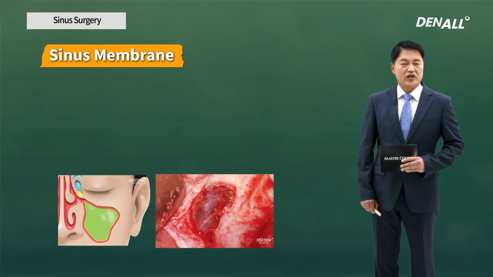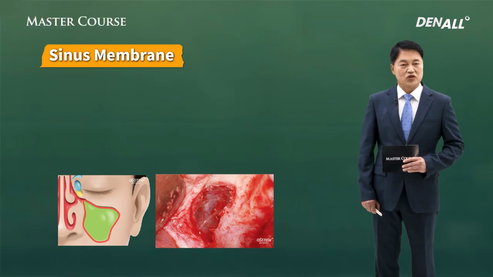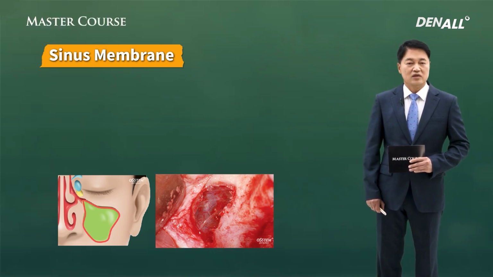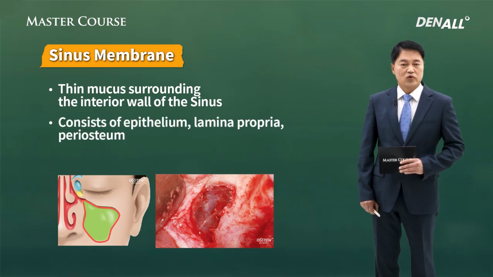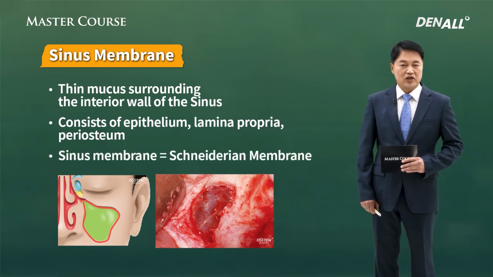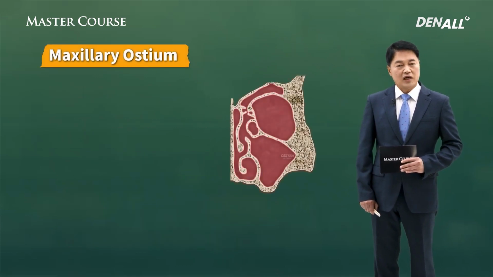Sinus is covered by sinus membrane, and it's an important structure when we do sinus surgery. Sinus membrane is a membrane that covers the internal structure and can be divided into epithelium, lamina propria, and periosteum. And sinus membrane is Schneiderian membrane.